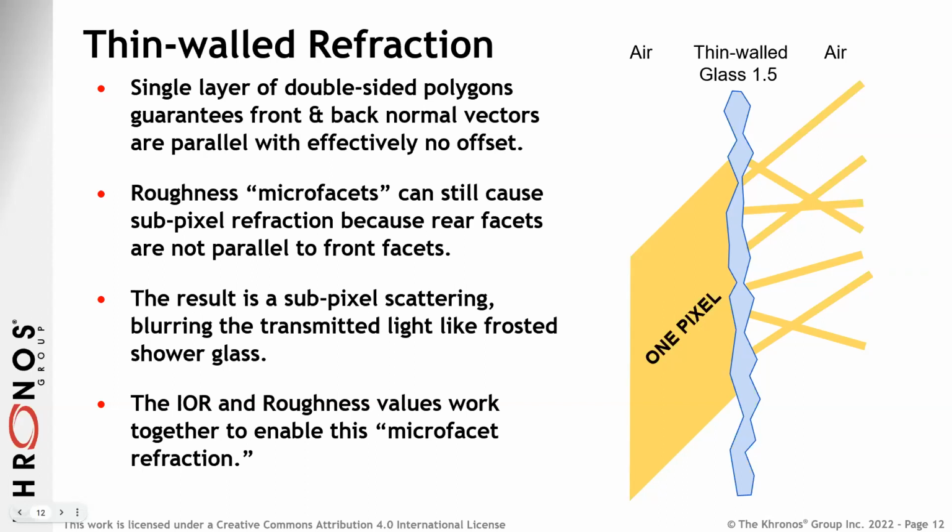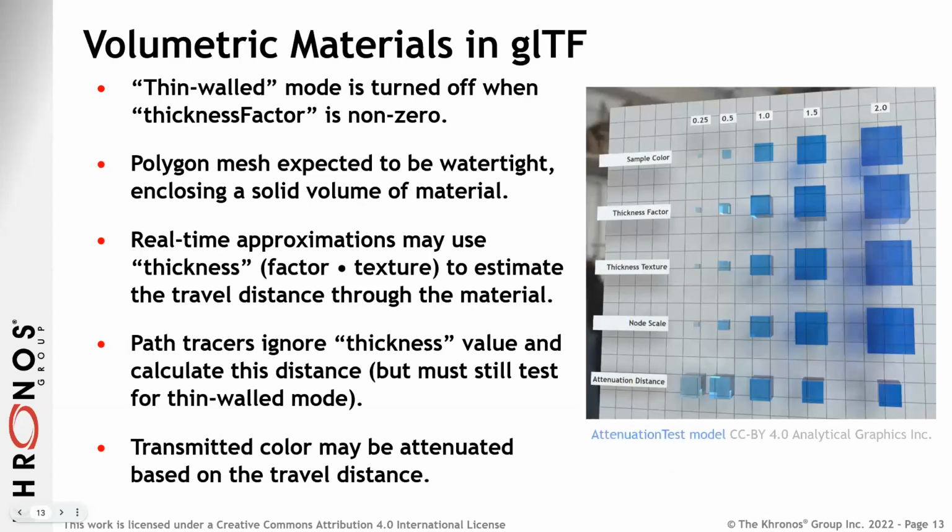But enough about thin-walled. Let's talk about our other mode, which is volumetric rendering mode. This is turned on with the KHR_materials_volume extension. But as with all of our extensions, it does not matter whether the extension itself is present or not. It matters what parameters are being carried by that extension. And in this case, there's a parameter called thickness factor. And when thickness factor is non-zero, that indicates that that entire material and all the meshes using that material have exited thin wall mode and are now in volumetric mode.